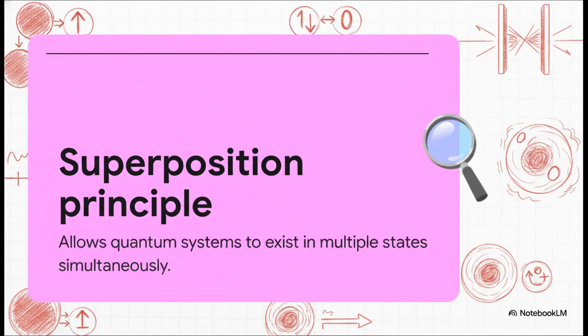And rounding out the weirdness, we have superposition. This principle allows quantum systems to exist in multiple states simultaneously. So a particle isn't just up or down, it's not just a 1 or a 0, it is truly both at the exact same time, right up until it interacts with its environment. The length of time it can actually maintain this super delicate multi-state existence is known as its coherence time. And right now, maximizing that coherence time is, for sure, one of the biggest hurdles in quantum physics today.